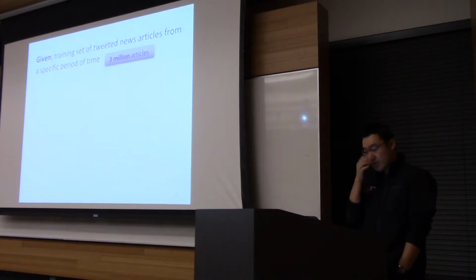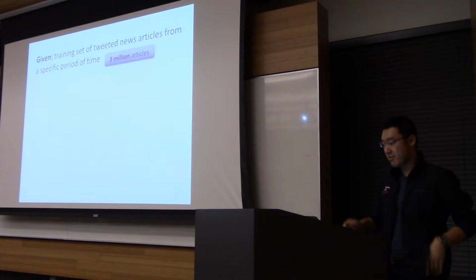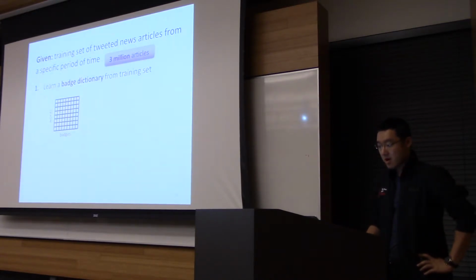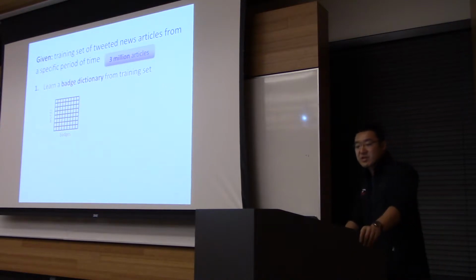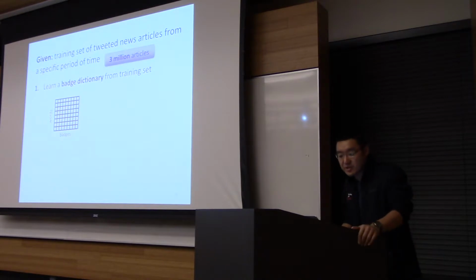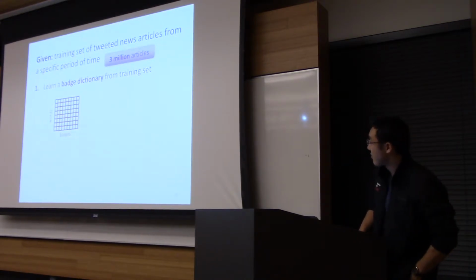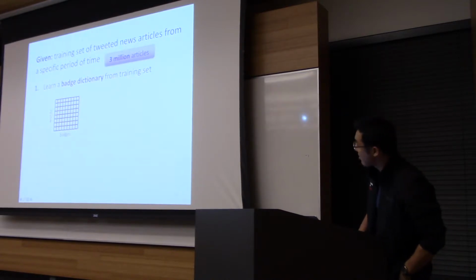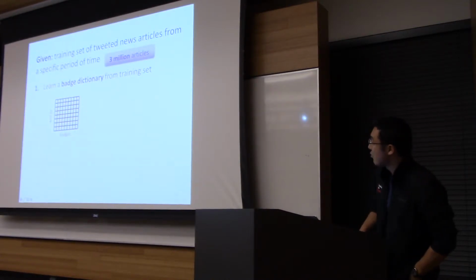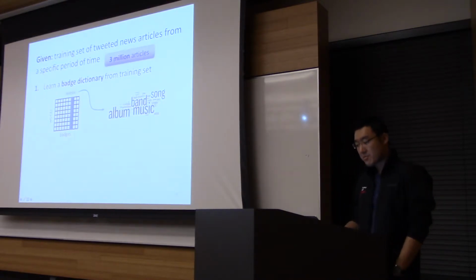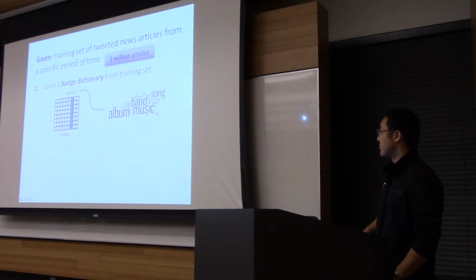Okay, so given a training set of tweeted articles for some specific time period, in this case the authors looked at about 3 million articles that were tweeted. The goal is to learn a representation of the training set, and what they call this a badge dictionary. So a badge dictionary is simply a matrix where every column is a badge, and every row is a word. So for example, the music badge would have this distribution over words.